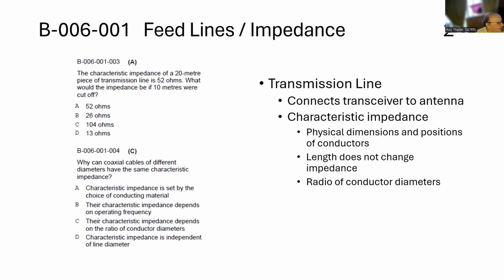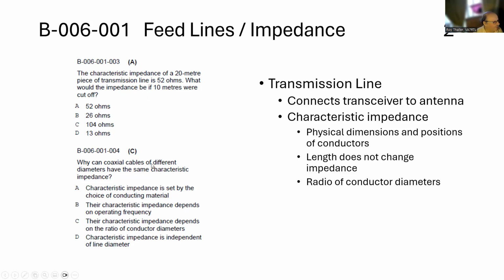The characteristic impedance of a 20-meter piece of transmission line is 52 ohms. What is the impedance if 10 meters were cut off? So the characteristic impedance of a transmission line doesn't change with distance. So A is the correct answer, 52 ohms.